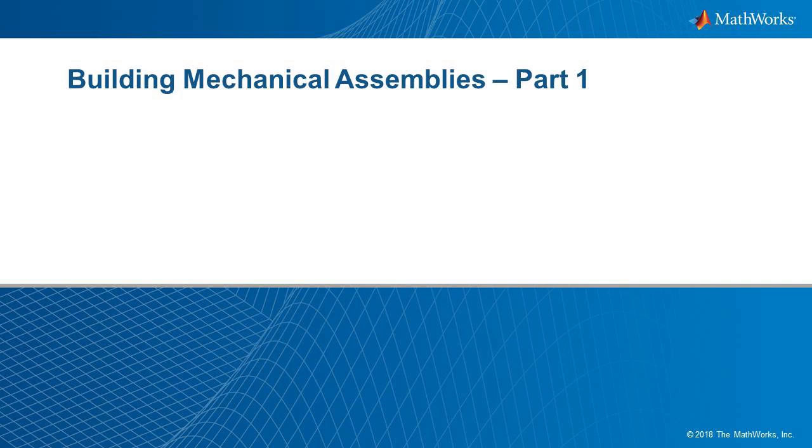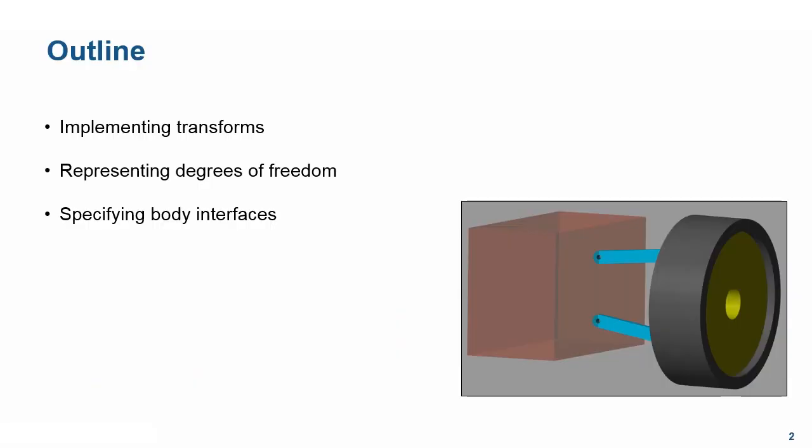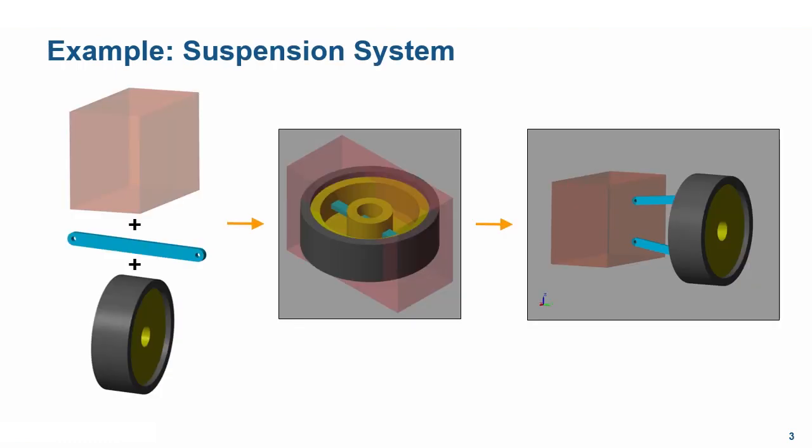In this video, we are going to build a mechanical assembly in SimMechanics. Specifically, we will talk about how to implement coordinate transforms, represent degrees of freedom, and specify body interfaces for reusability. We will continue to build on our suspension system example.